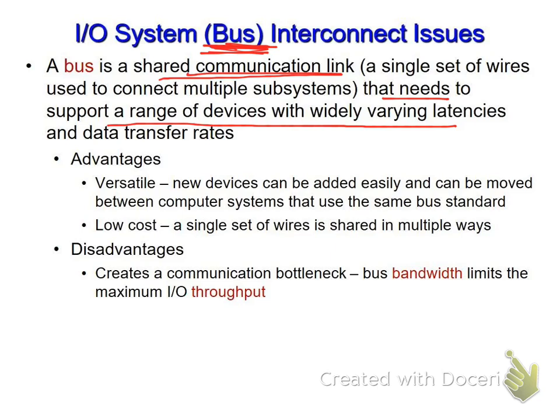But what would be the disadvantage of something like that? Of course, it will be cheap, because now I don't have to make as many connections as needed. It's just one connection. I will be able to easily plug and play. But what will be the disadvantage? The disadvantage, as you can see here, is the communication bottleneck. Why? What does it mean here? Bus bandwidth limits the maximum input-output throughput.